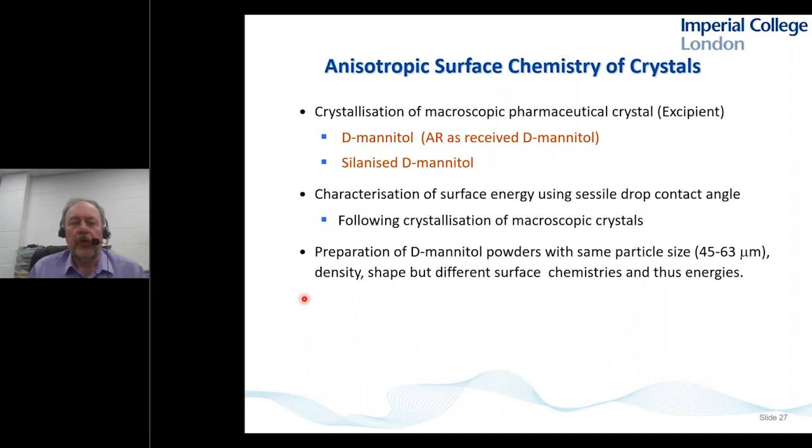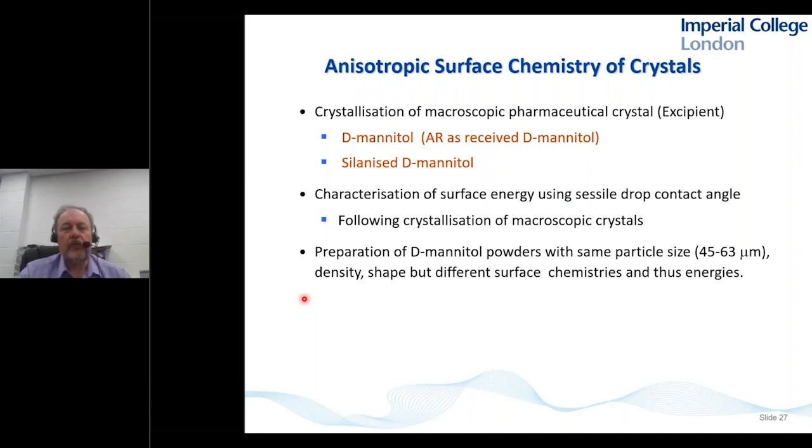So let's talk about the work. The study I'm going to talk about today focuses on the use of D-mannitol. We're going to see two main types of mannitol here. An as-received D-mannitol, which is basically as provided by the manufacturer, so it's a very highly crystalline mannitol material. And we're going to have a silanized D-mannitol. As we'll see in a moment, D-mannitol has three different crystal faces and they're all slightly different chemically, but we can change those, and we're going to make the mannitols all hydrophobic by silanizing them.